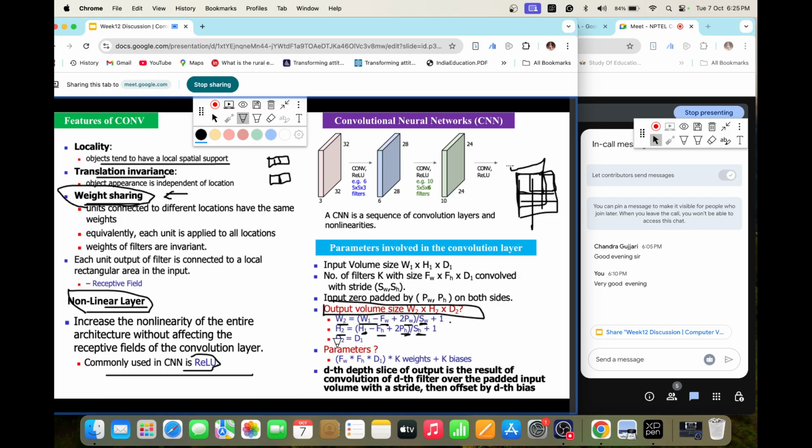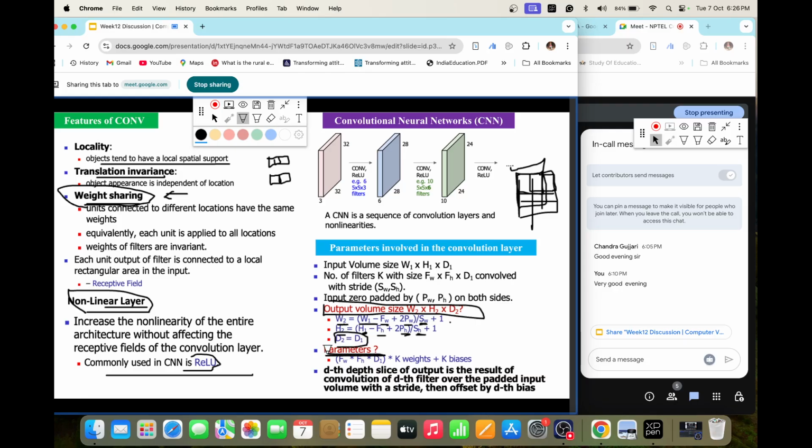And last we have D2 equals D1, that means the depth of the filter will be equal to the depth of your input image. But if you are using many filters, then your total depth will be nothing but the number of your filters. So that is the whole thing regarding the dimension of the output.